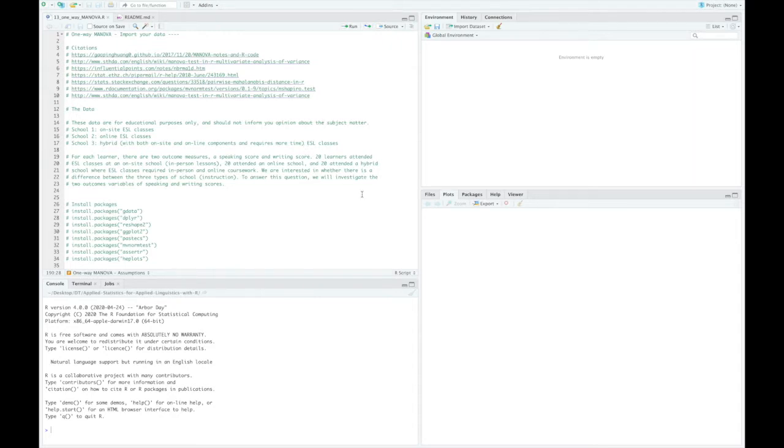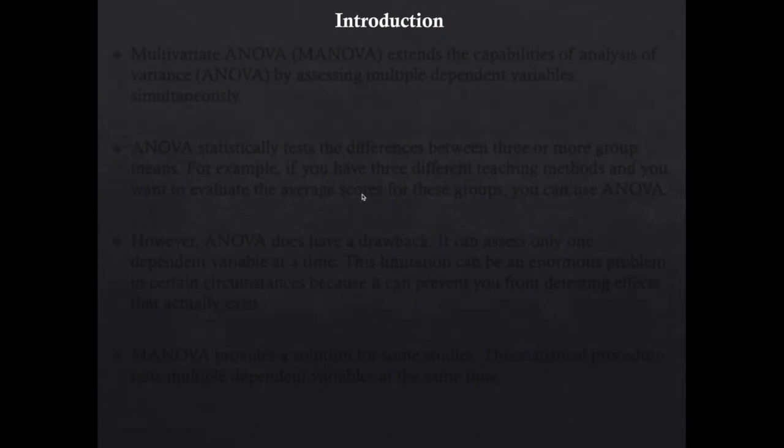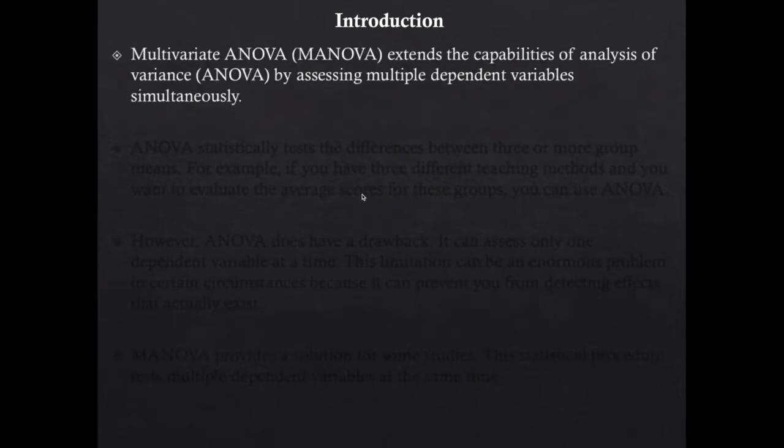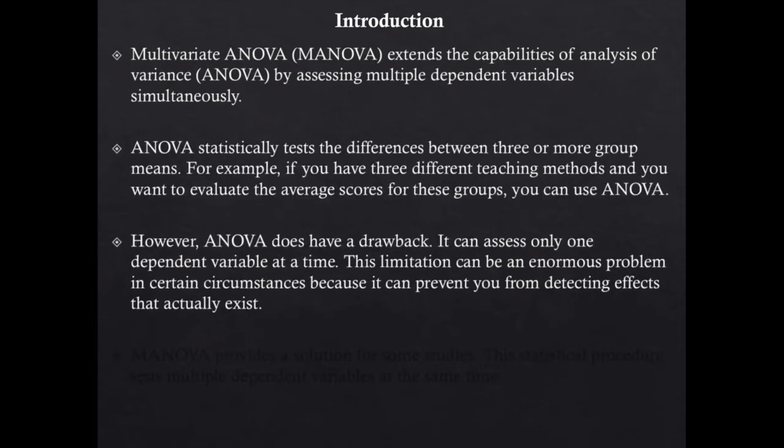Before we get into the MANOVA, let's talk about what a MANOVA is. The multivariate MANOVA extends the capabilities of analysis of variance, ANOVA, by assessing multiple dependent variables at the same time. ANOVA statistically tests the differences between three or more group means.